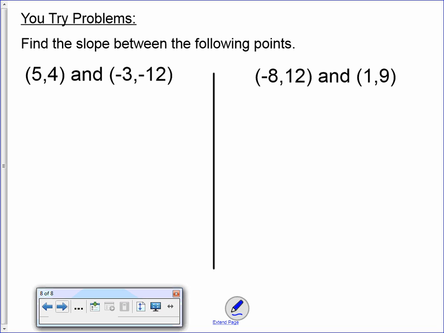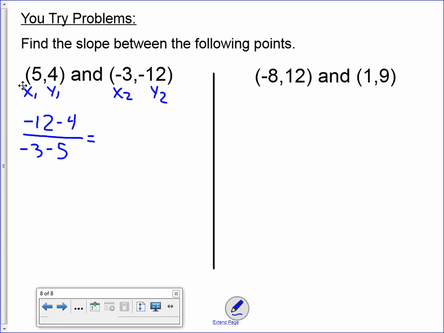Now that you have completed these problems, let's take a look at your work. Find the slope between the following points: x1, y1, x2, y2. Once I plug them into the formula, which is y2 minus y1 over x2 minus x1, negative 12 minus 4 is negative 16, and negative 3 minus 5 is negative 8. Negative 16 over negative 8 reduces down to a positive 2. Your slope here should have been positive 2.